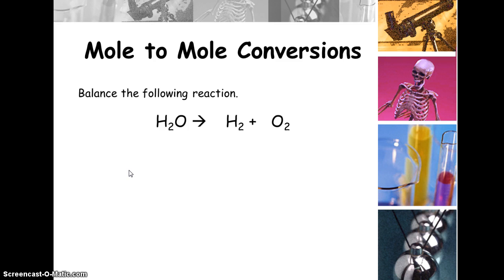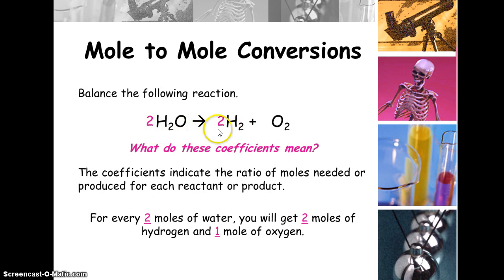So let's get started on mole-to-mole conversions. The first step you want to do is to always have a balanced reaction to start off with. So to balance this reaction, I'm going to make it 2 waters, 2 hydrogens, and leave it as 1 oxygen. Now I want to say, what do these numbers actually mean? So when we call these coefficients, they actually stand for the ratio of moles in a reaction.